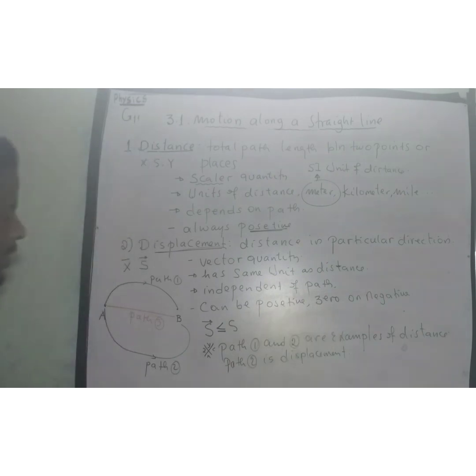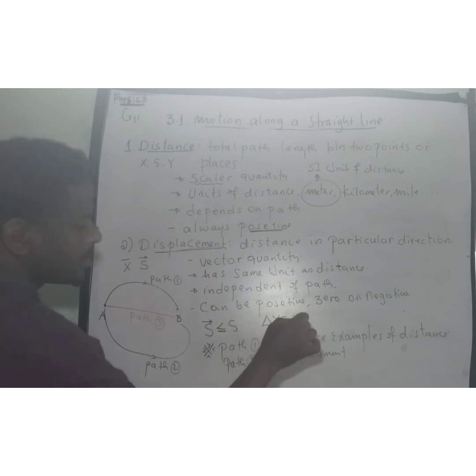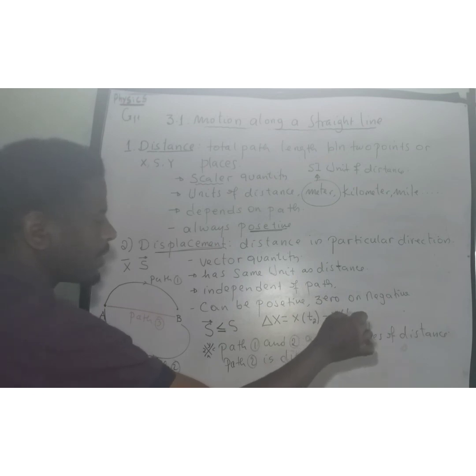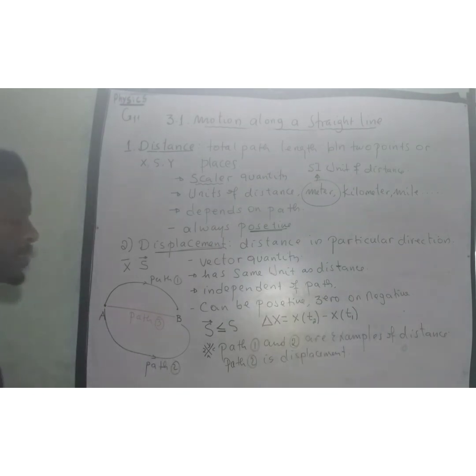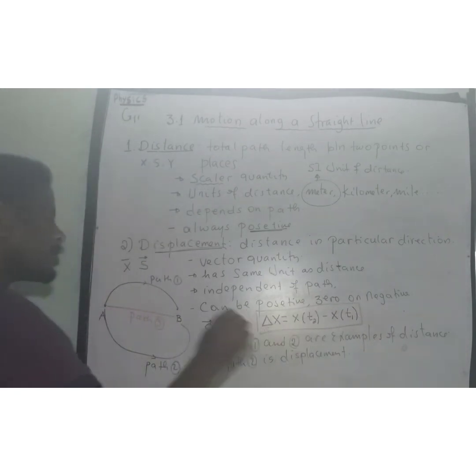Therefore, displacement delta x equals the position at the final time, which is t2, minus the position at the initial time, which is t1. Displacement equals the final position minus the initial position.